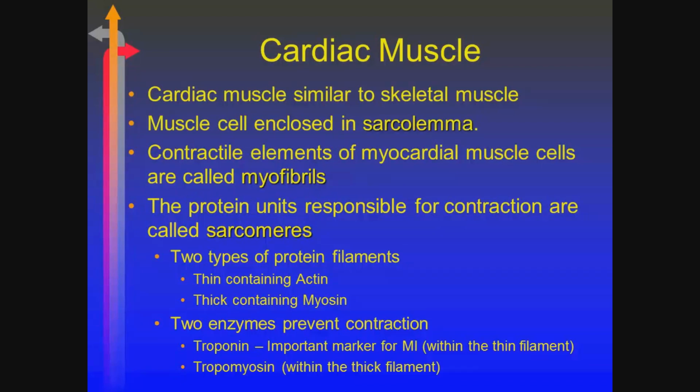Cardiac muscle is similar to skeletal muscle in how it functions. These muscle cells are enclosed in what's called the sarcolemma, and the contractile elements of myocardial muscles are myofibrils, and protein is there for the contraction. The two protein filaments are actin and myosin, and proteins released when there's damage to the myocardium are troponin and tropomyosin. Troponin is one of the important markers for a myocardial infarction.